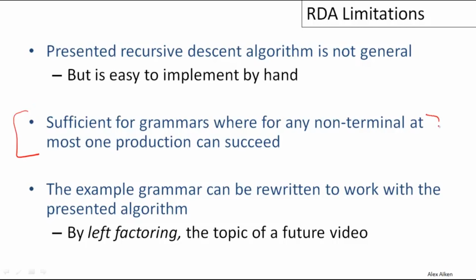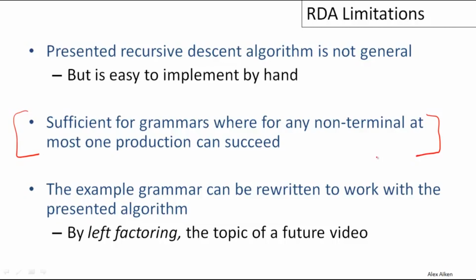In particular, it'll work for any grammar where for any non-terminal, at most one production can succeed. If you know from the way that you've built your grammar that in any situation that the recursive descent algorithm can get into during parsing, at most one production can succeed, then this parsing strategy will be sufficient. Once you find a production that succeeds, there will never be a need to go back and revisit that decision, because it must be the case that none of the other productions could have succeeded.